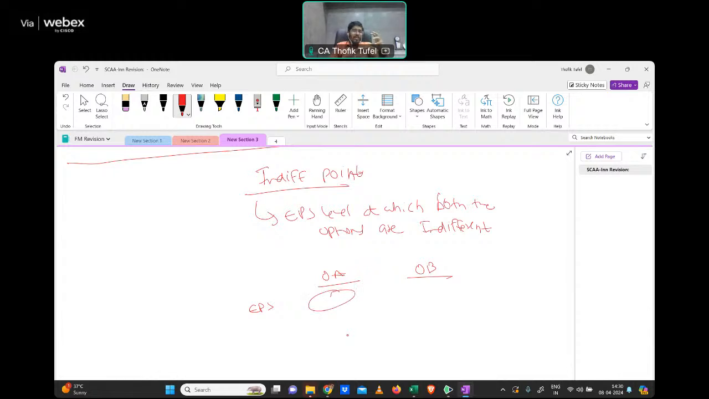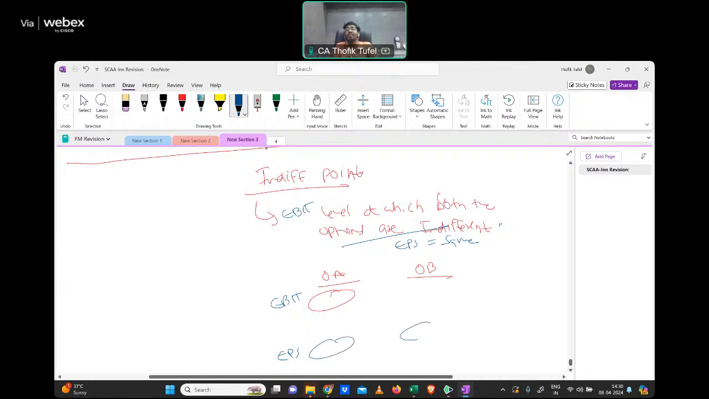Once you're lowering your debt, what will happen? Your EPS will reduce. So it is the EBIT level at which both the options are indifferent, which means at which the EPS is the same. Now you are starting with EBIT and you will end at EPS. Wherever the EPS is maximum, that is the option that you will be choosing. This is what we learned.